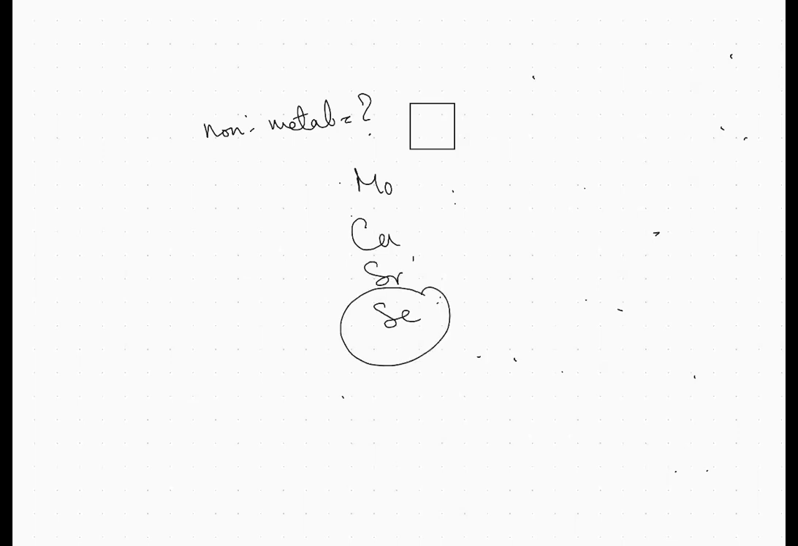They have given a list: molybdenum, copper, strontium, and selenium. So out of that, selenium is the correct answer, non-metal. Look at the periodic table, you will see that. All these things are metals. Selenium is the non-metal.